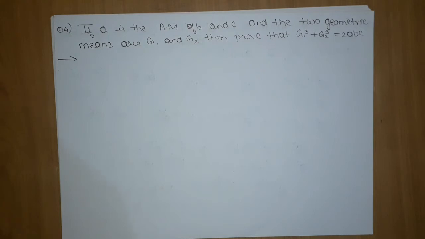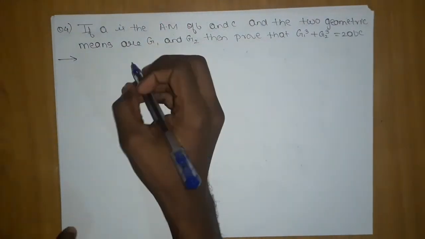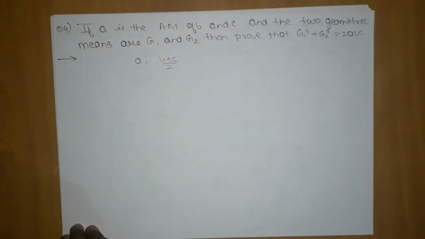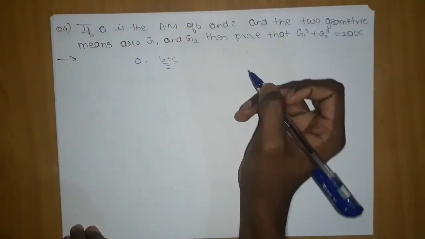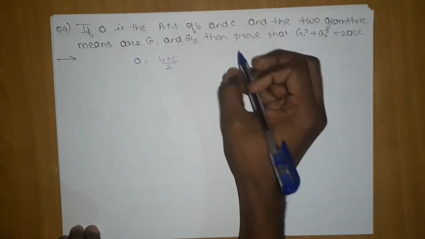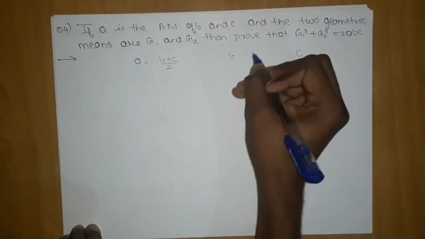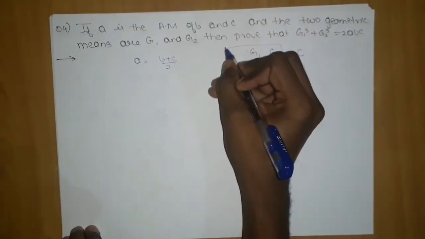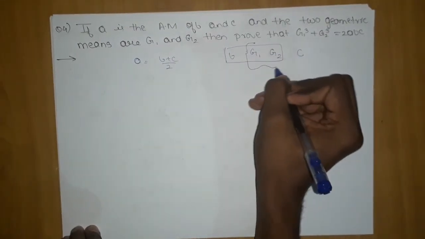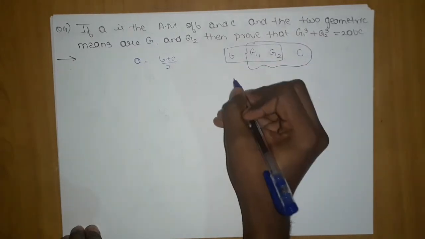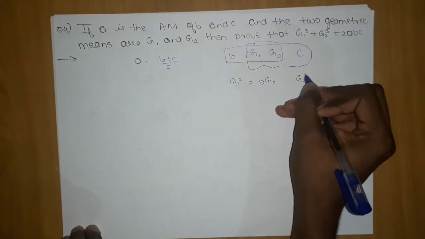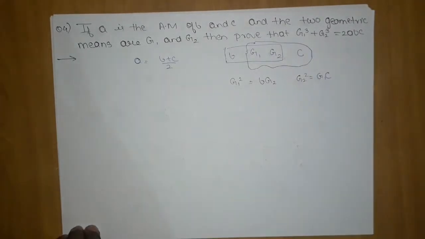Now a is our am, so a will surely be b plus c by 2. Similarly there are two geometric means, g1 and g2, between b and c. If I consider these three terms in gp, and similarly these three terms in gp, then cannot I write g1 square is equal to b g2, and similarly g2 square is equal to g1 c? Yes, I can surely write this.